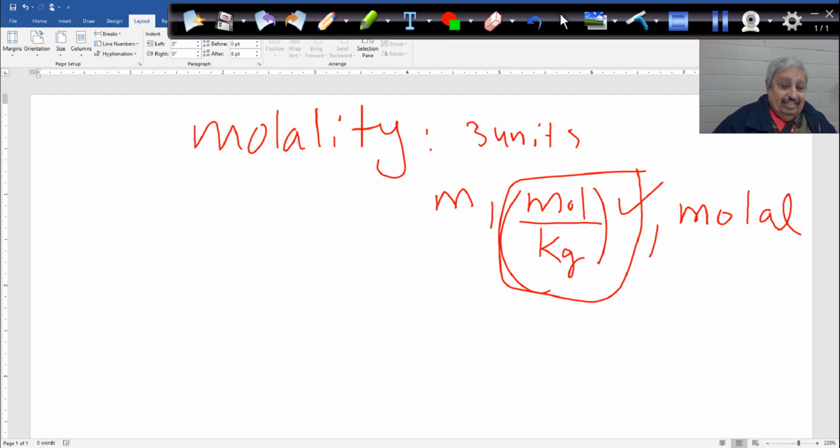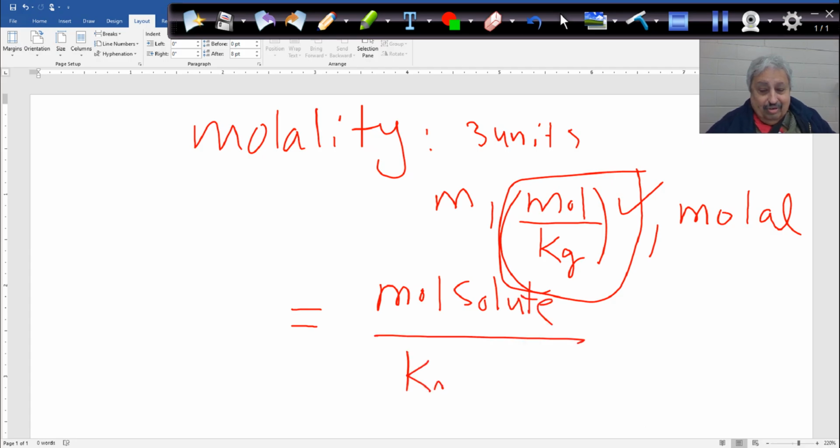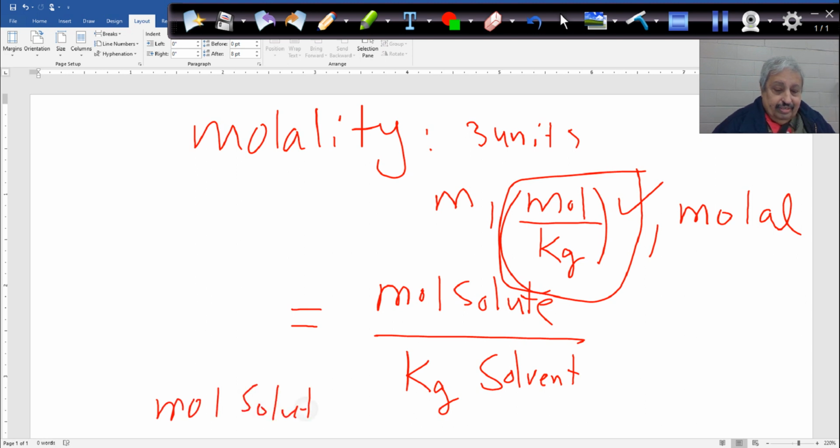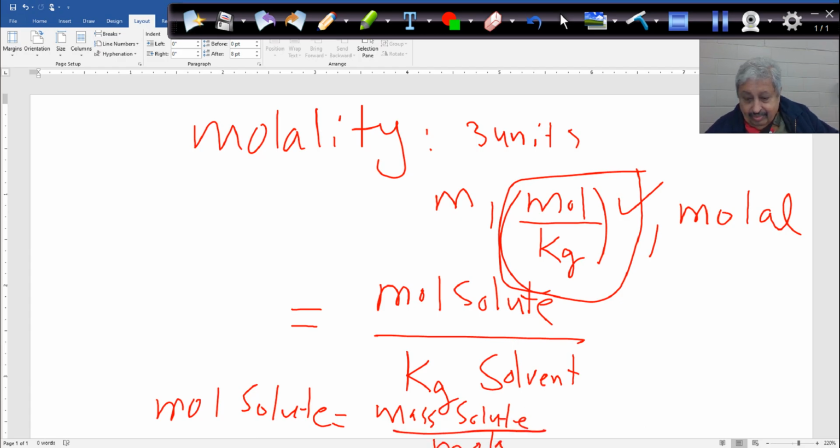So, and the definition is mole of the solute, again, is ratio per kilogram solvent. And mole of the solute, you know that mole of the solute is mass of the solute divided by the molar mass of the solute itself.